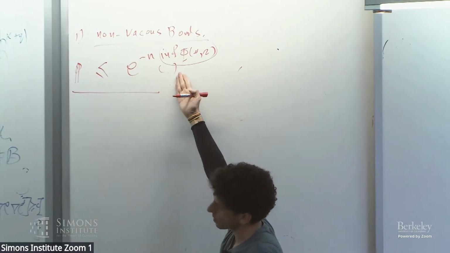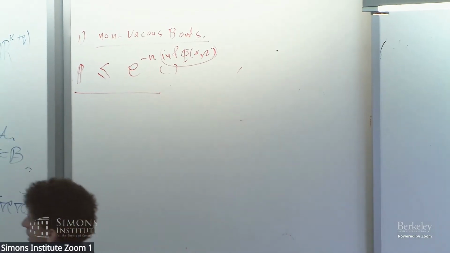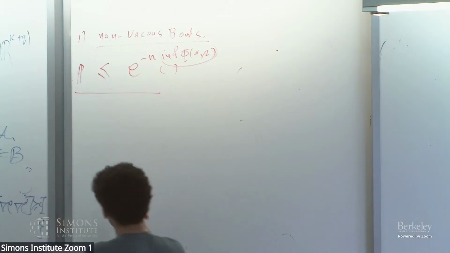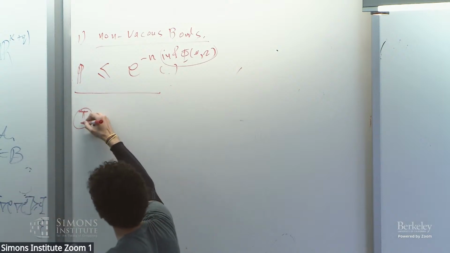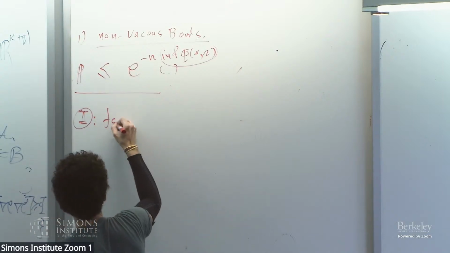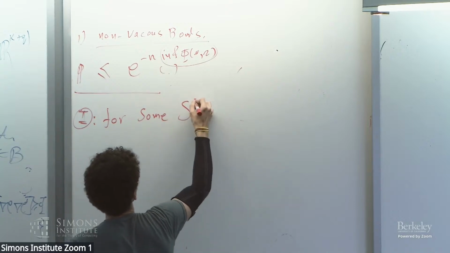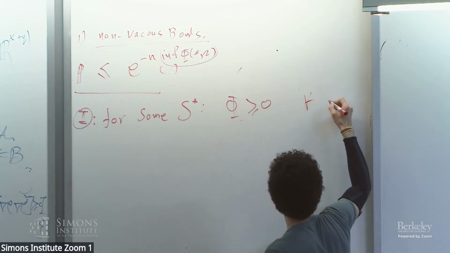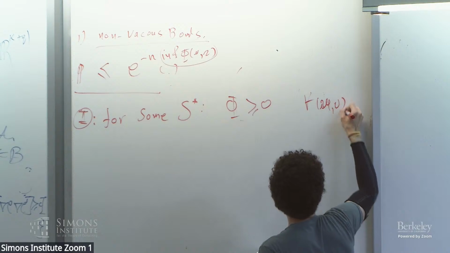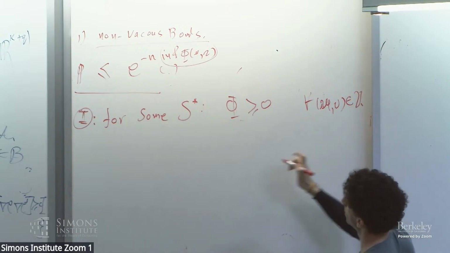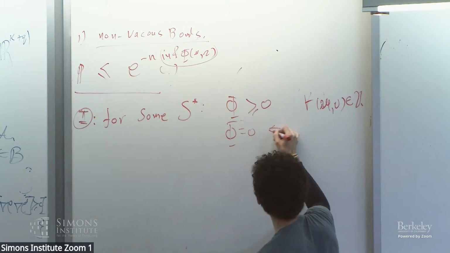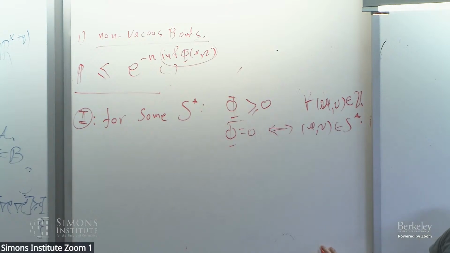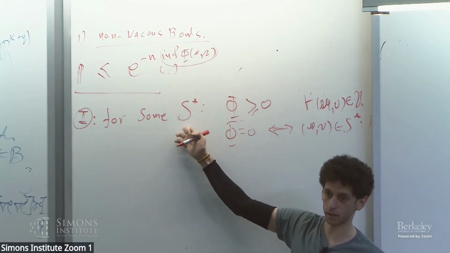You can try to do it on a case-by-case basis, but a harder thing to do is to do it uniformly. A nicer thing, but potentially harder, would be to try to prove something like this. For some set S star, we have the following: phi is bigger than or equal to 0 for all nu in the optimization set V, and phi is equal to 0 if and only if my measures mu and nu are in S star. This would help me localize my minima inside my set S star.